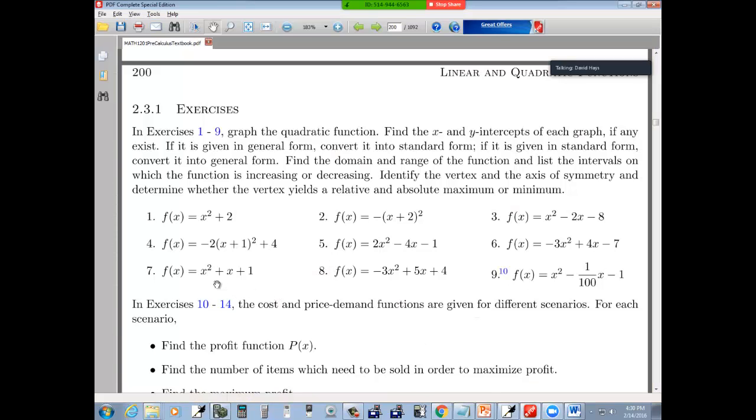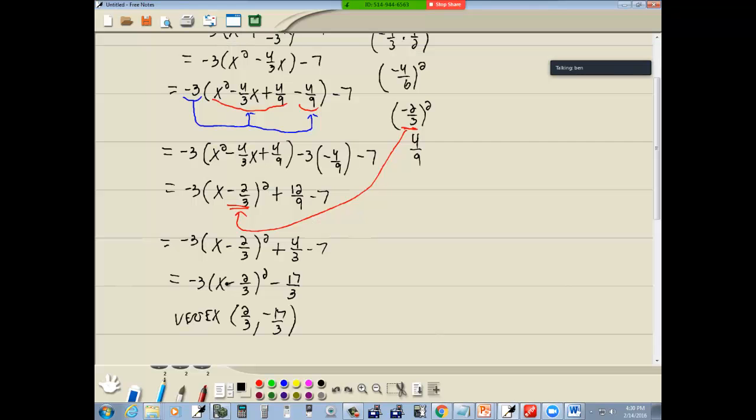Let's see. Want to see number 7, putting it in standard form? Yes, please.